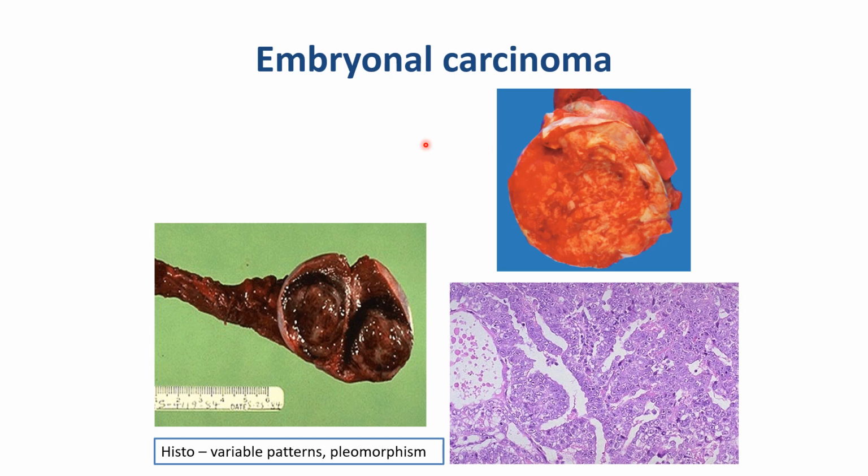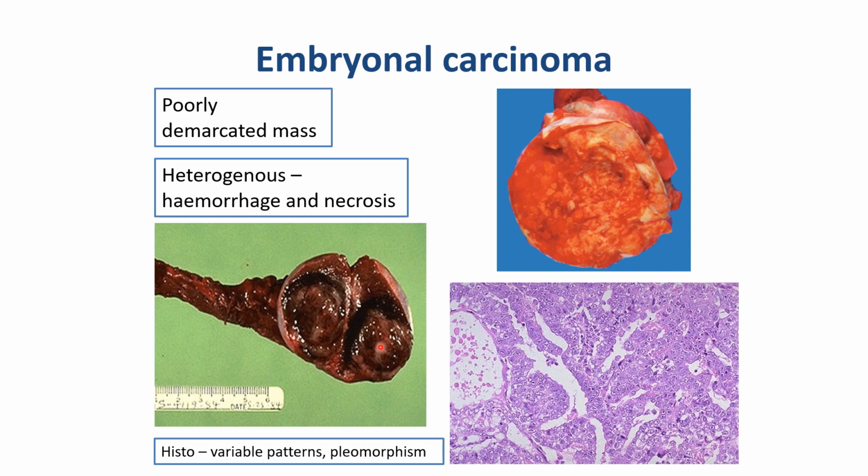In terms of embryonal carcinoma, it tends to be a bit more variable. They can form large masses. They're often hemorrhagic and necrotic, so you can see that it is a bit more heterogeneous. Histologically, they're also quite variable in terms of patterns, but they display extensive pleomorphism. So, a poorly demarcated mass that tends to be heterogeneous.